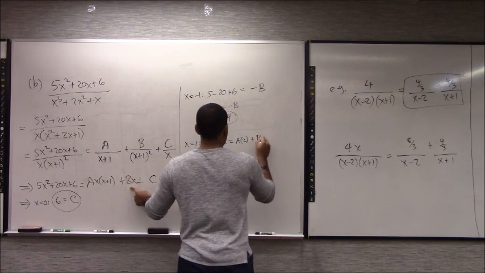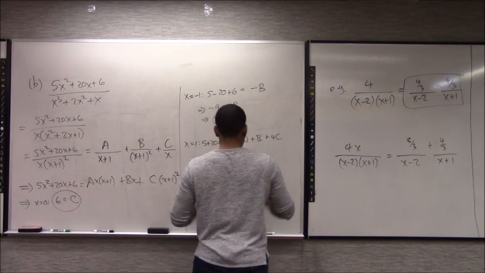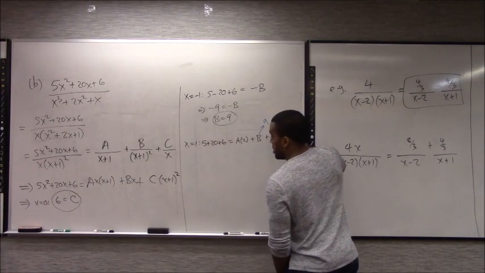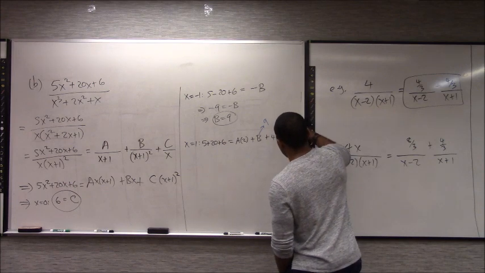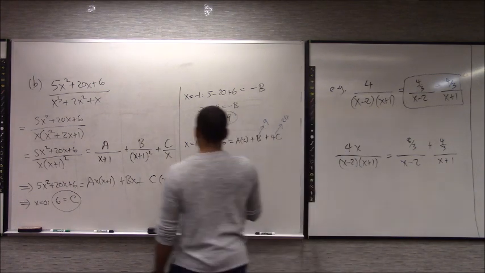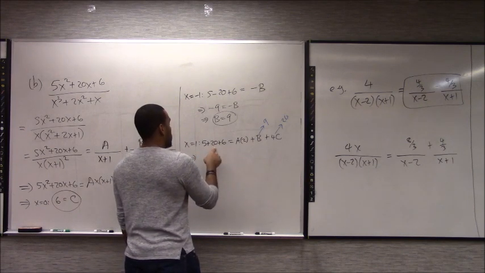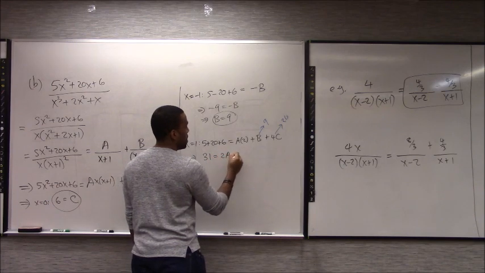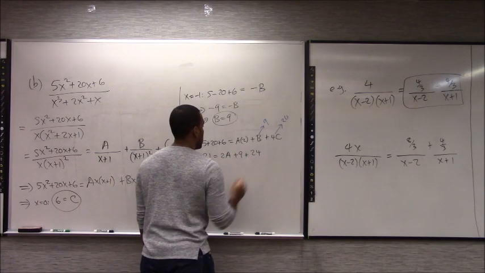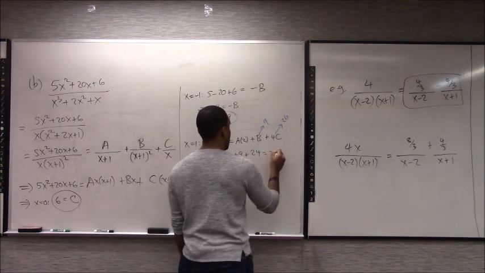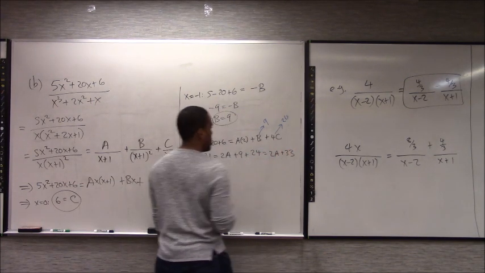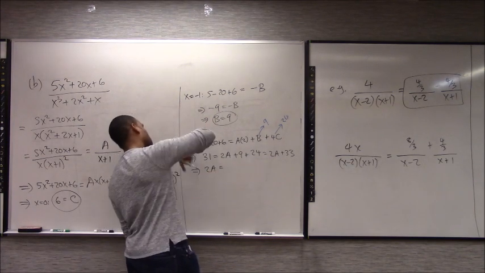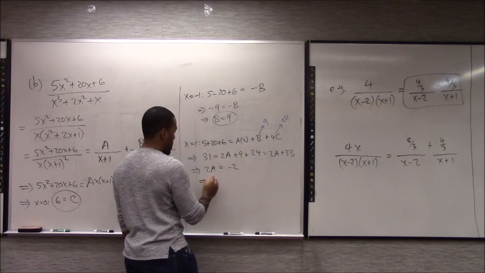Here I would get b. Here I would get 4c. But I know what b and c are. So b, that's a 9, and c is a 6, so this will give me 24. So in other words, I have 26 plus 5, that's 31, is going to give me 2a plus 9 plus 24. Or in other words, that's 2a plus 33. So my 2a is going to be equal to, subtract the 33, I'm going to get minus 2, which means my a is minus 1.